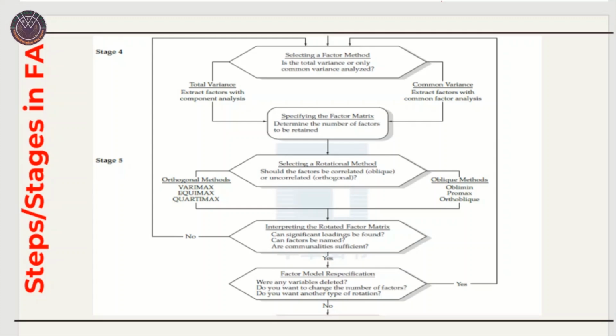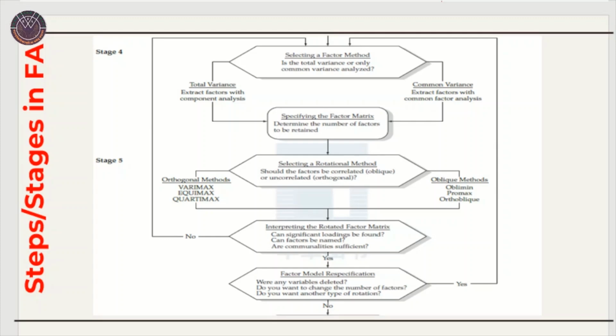There are two different types of rotations possible: the oblique method and the orthogonal method. It is quite suitable that you use SPSS to perform factor analysis. So you have to go for either the orthogonal method or the oblique method. Once you use SPSS, you will get different options of rotation. If you choose the orthogonal method, you will get Varimax, Equimax, and Quartimax. And if you use the oblique method, there is Oblimin, Promax, and Orthoblique.